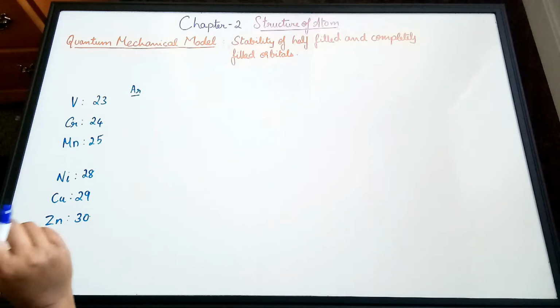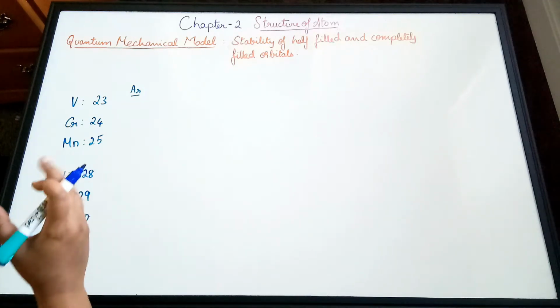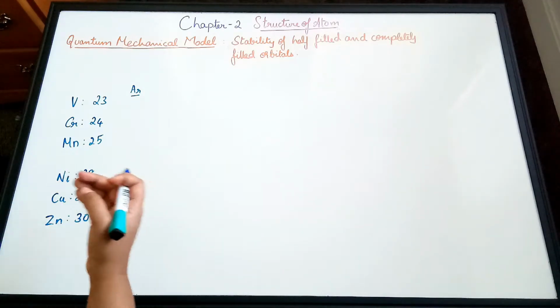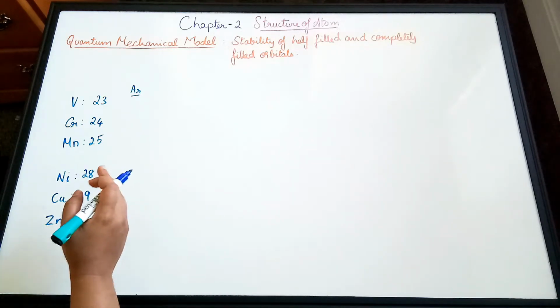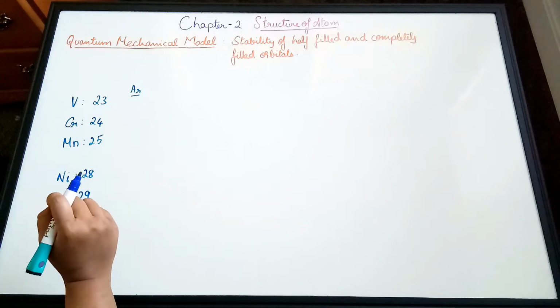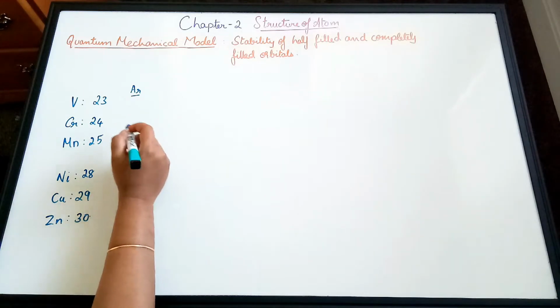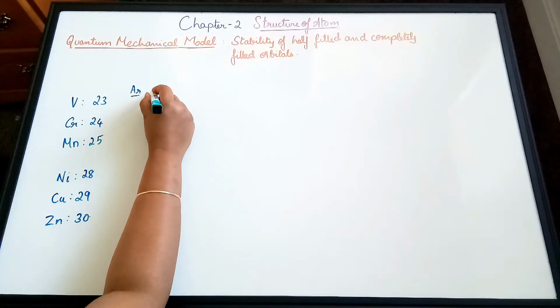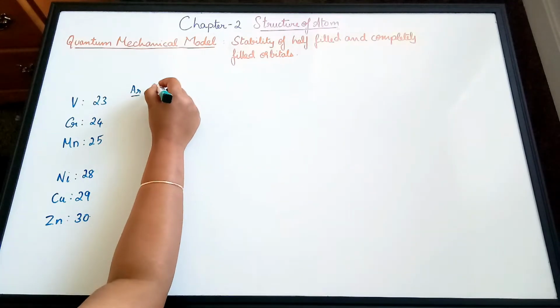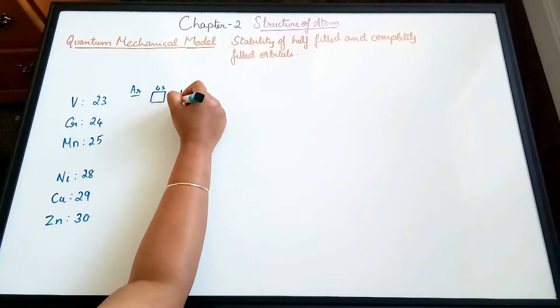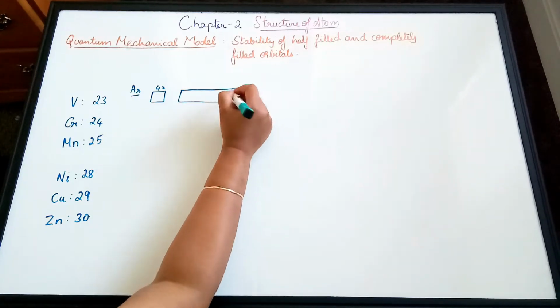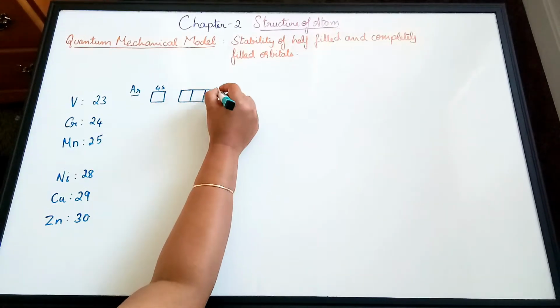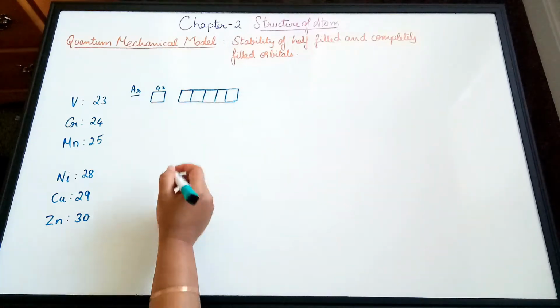We are not discussing the inner or core electrons; we are discussing the valence electrons. Here we know that first we will be filling in the 4s orbital and then we will be filling in the 3d orbital.